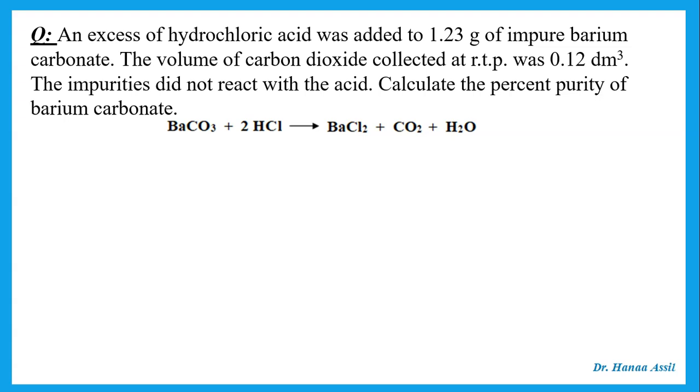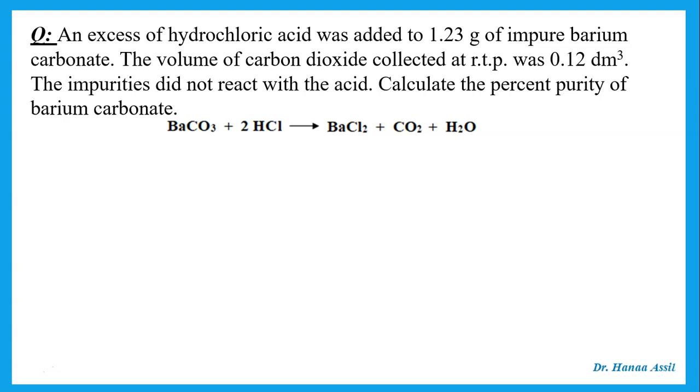In this question, we're given 1.23 grams of impure barium carbonate. So we don't really know what is the mass of barium carbonate, so we cannot use that for anything. But we are told that the volume of carbon dioxide collected when it reacts with HCl is 0.12 decimeter cubed. Remember, we just say RTP, room temperature and pressure, in order to be able to use the equations that we have. So we are told to get the percent purity.